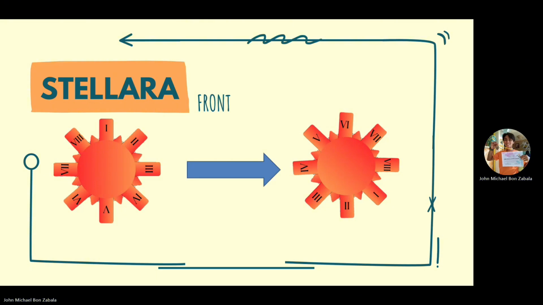If we rotate our model 225 degrees counterclockwise, the figure looks like this. As you can see, when we rotate it 225 degrees counterclockwise, the 6 moves to the position of Roman numeral 1.